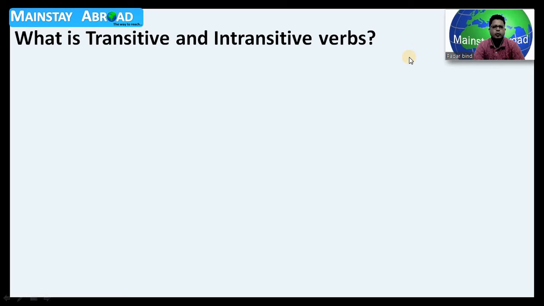And if you are planning to improve your English communication with accuracy, please learn these transitive and intransitive verbs. You can definitely get wonderful ideas. Okay, so here we go.